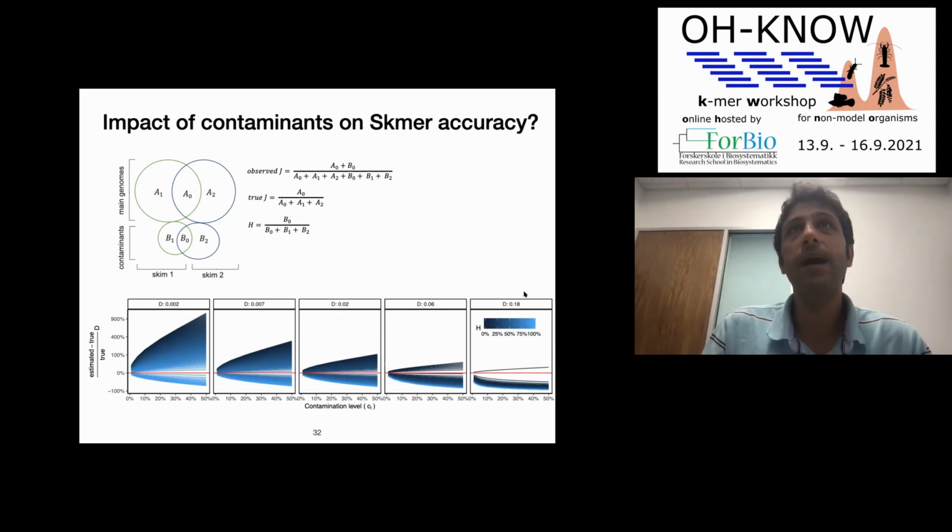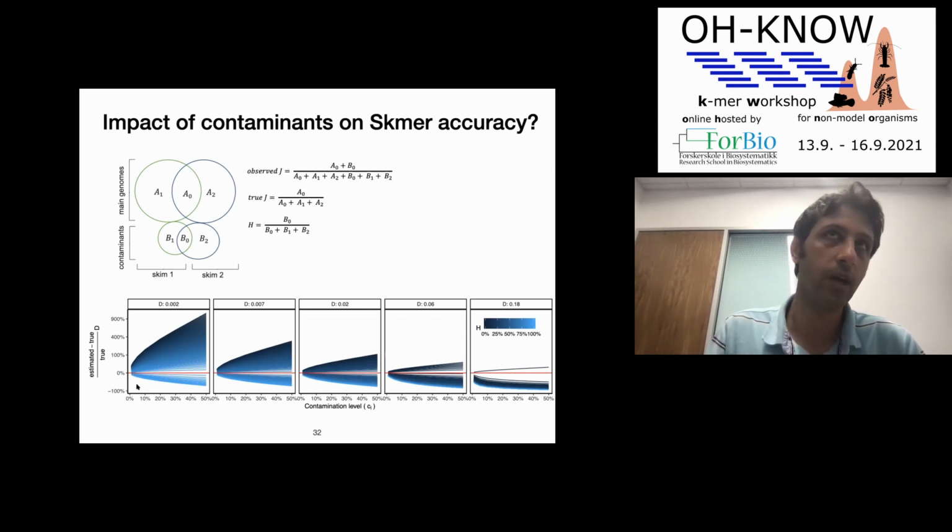And the different panels are different true distances between your two samples, right? So they are your actual distance. We go from two things that are very similar to two things that are quite different, 18% difference. And the y-axis here is the error in the estimation. So 0 is good. When we are above the 0 line, we are overestimating the distance. When we are below the line, we are underestimating the distance.